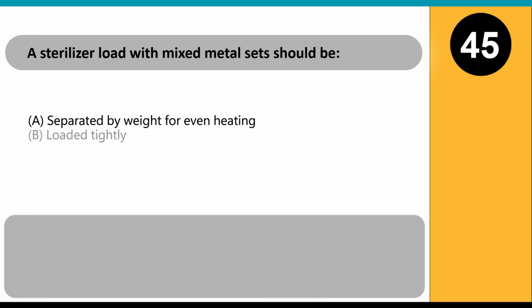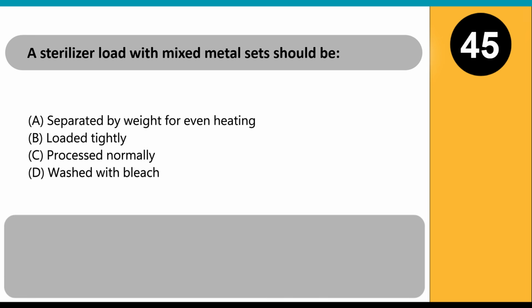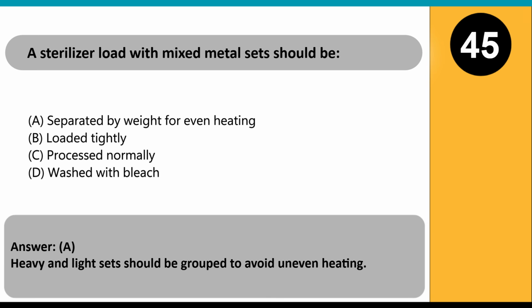A sterilizer load with mixed metal sets should be A. Separated by weight for even heating. B. Loaded tightly. C. Processed normally. D. Washed with bleach. Answer: A. Heavy and light sets should be grouped to avoid uneven heating.